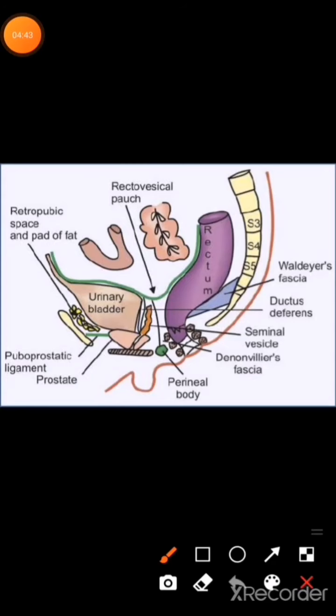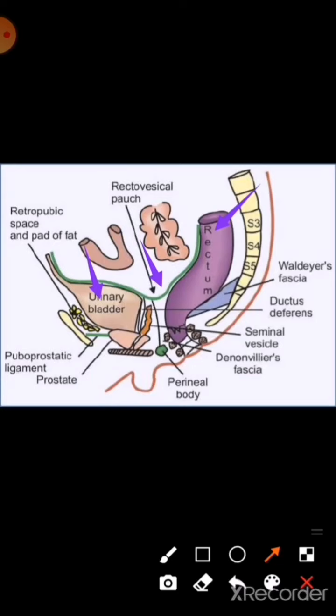Now the question is, why is it known as a rectovesical pouch? Because it is found between the rectum and the urinary bladder, and therefore it is termed as a rectovesical pouch. So the upper part of the base of the urinary bladder in the male is separated from the rectum by the rectovesical pouch, right? And this part of the rectovesical pouch also contains the coils of the intestine.